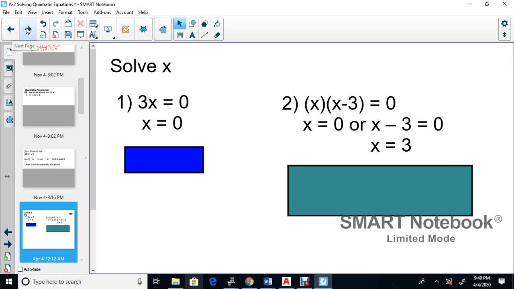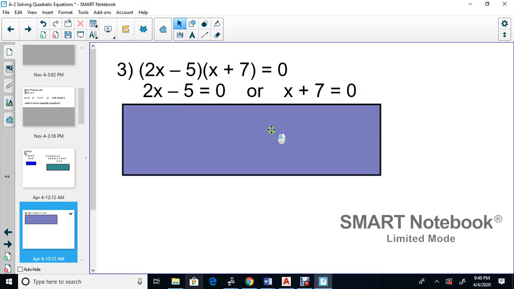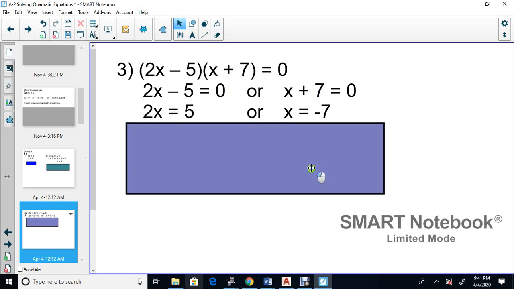Okay, let's look at the next one. So you've got 2x minus 5 and x plus 7. If you have two brackets side by side and they equal 0, then either 2x minus 5 equals 0 or x plus 7 equals 0. Then we're going to bring that 5 to the other side and bring the 7 to the other side. So we're going to get 2x equal to 5. Or when we bring the 7 to the other side, you get x equals negative 7, because when it crosses the equal sign, it changes sign.